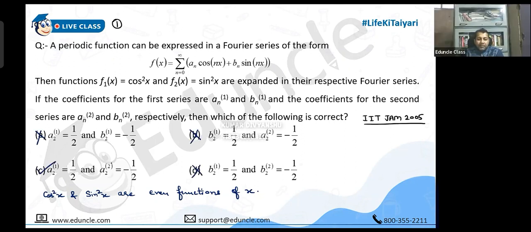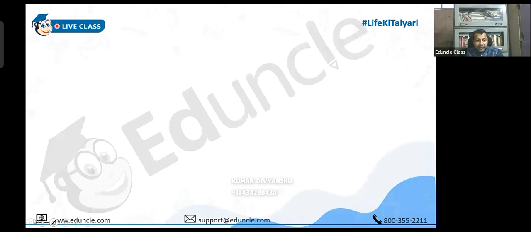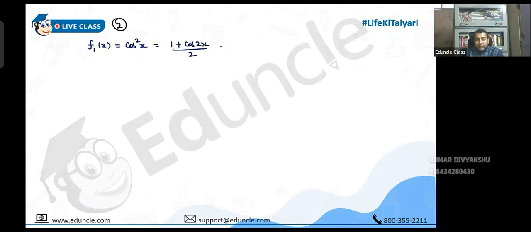But there may be multiple options of this kind. For example, there may be another option in which they say a21 is half and a22 is again half. Then what to do in such a case? For that, see, f1(x) is cos square x, and it can be written as (1 plus cos 2x) by 2, which is half plus half cos 2x.